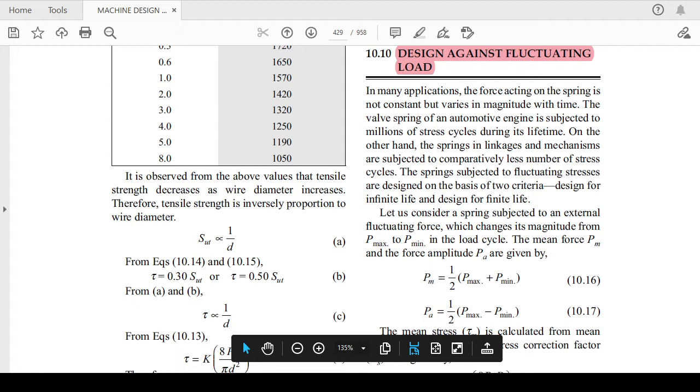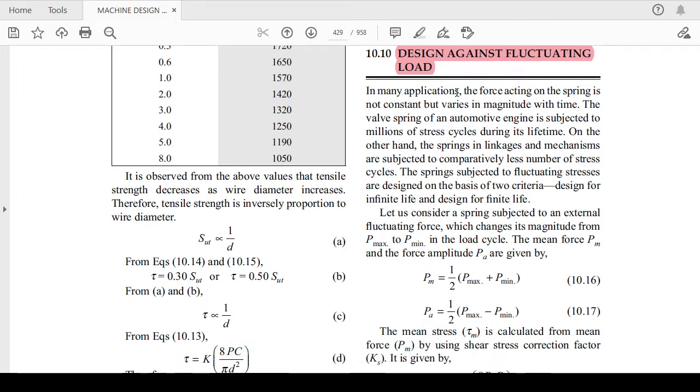So in this spring part, or designing of the helical spring, we have studied the basics or prerequisites of helical spring. Then we have gone through the designing of helical spring under simple loading. So today we are going to cover the design against fluctuating load, or design of helical spring against the fluctuating load, which will be the last topic of this spring-related topic.